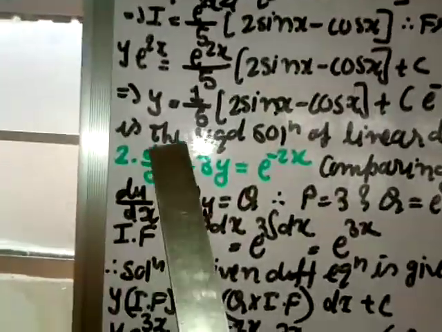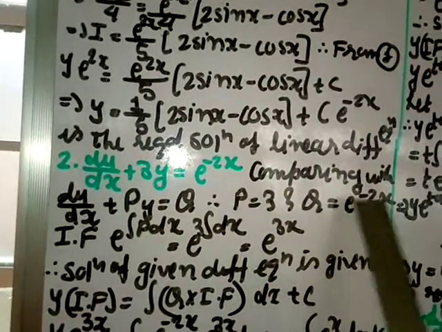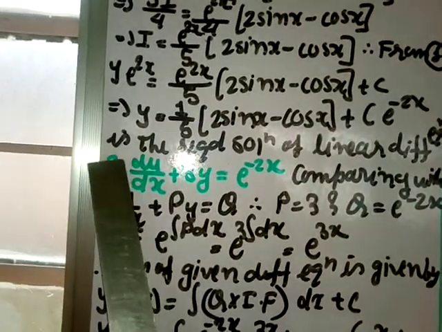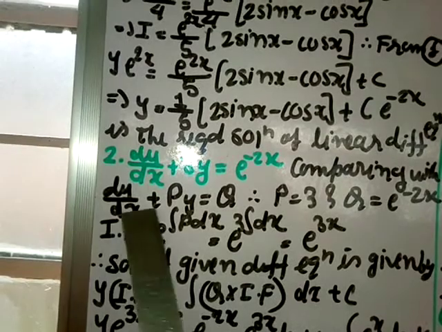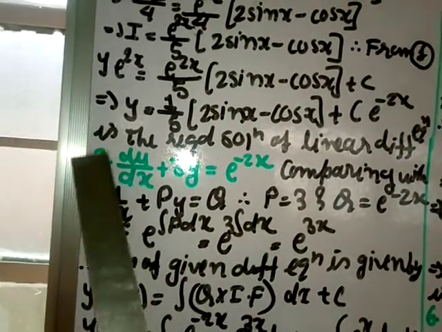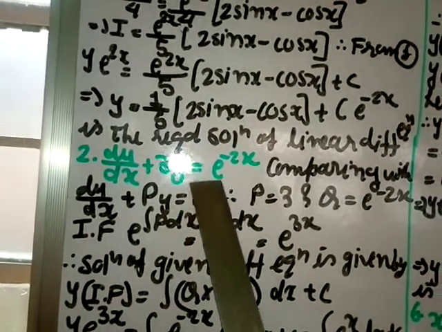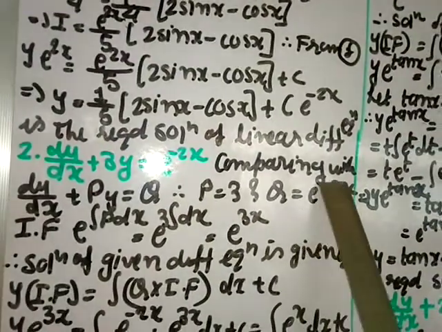Question number 2, dy by dx plus 3y is equal to e power minus 2x, comparing with the standard linear differential equation. See here one thing is that the coefficient of dy by dx has to be 1. So dy by dx plus py equal to q. If it is not 1, you have to make it 1 by dividing or multiplying what is extra here. Now here you compare, so P equal to 3, q is equal to e power minus 2x.